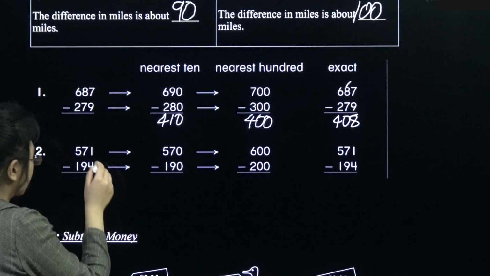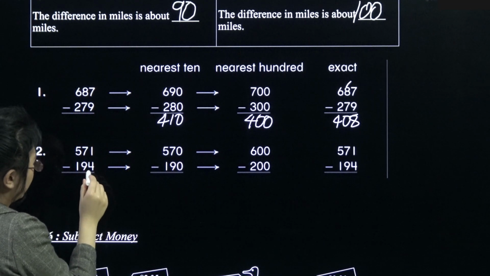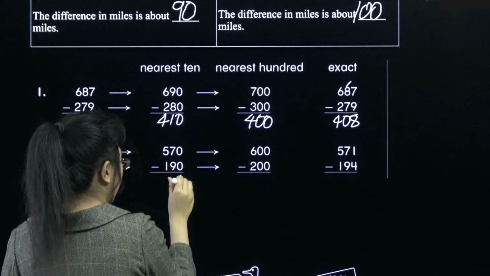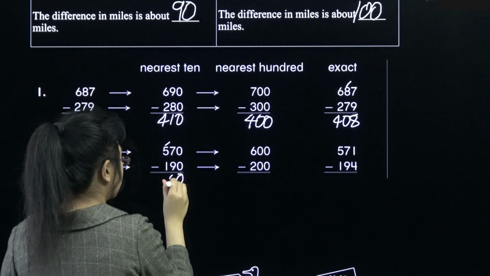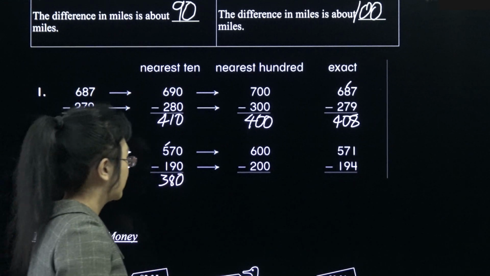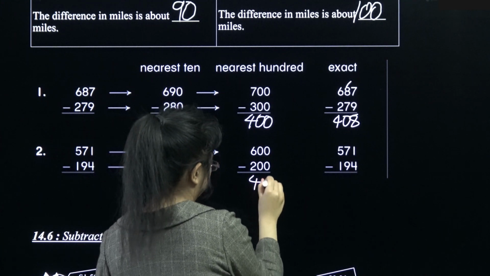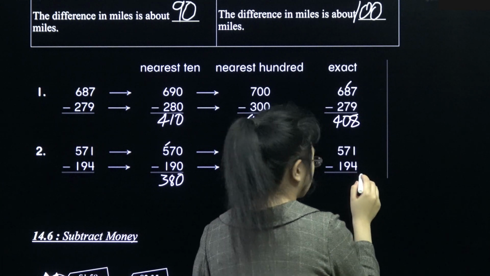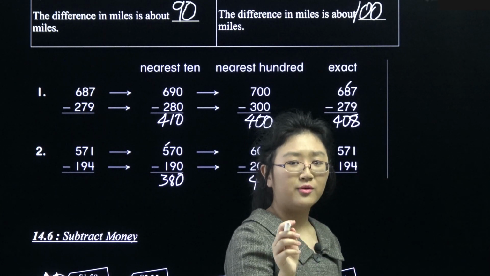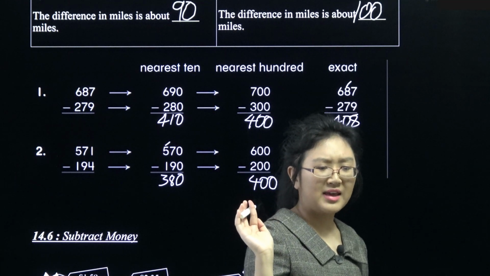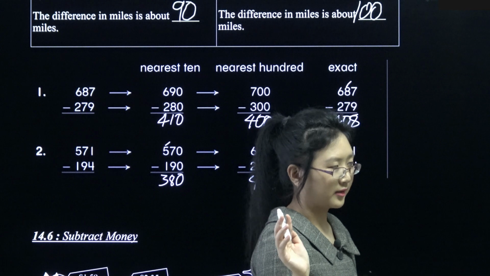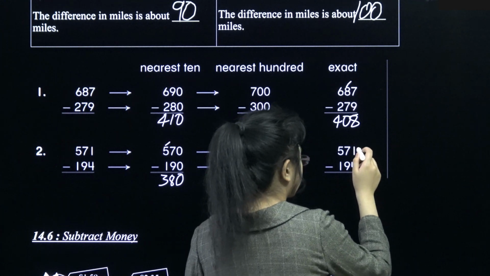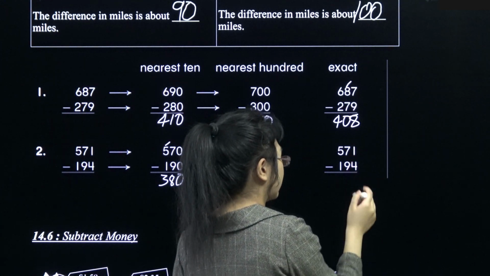Now here, 1 and 4 are both under 5, so we round both of them down. And we regroup. 380. Over here, we just get 400. But what's the exact value? You guys do know enough about rounding, right? By now, we've taught you how to round. If it's 5 or up, you just round up. If it's under 5, you round down. And 1 minus 4, we regroup.